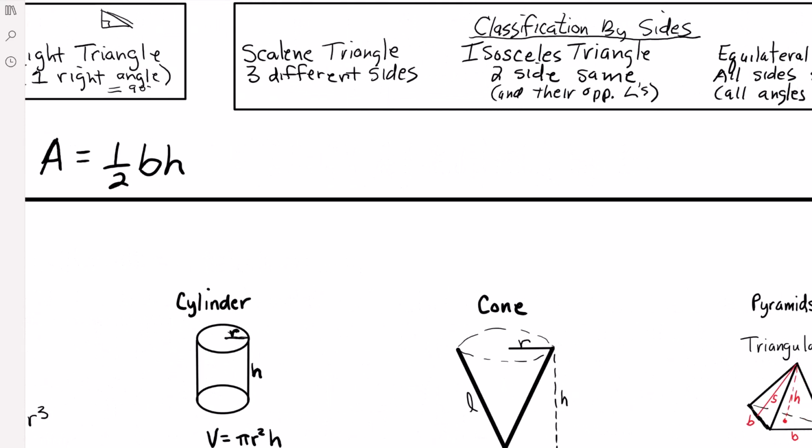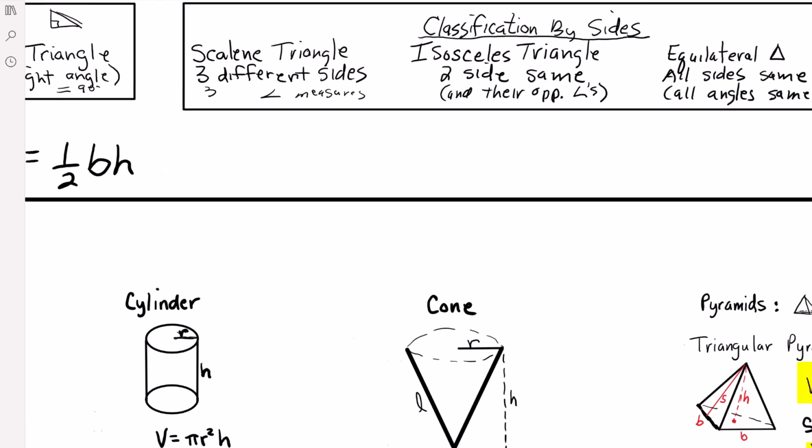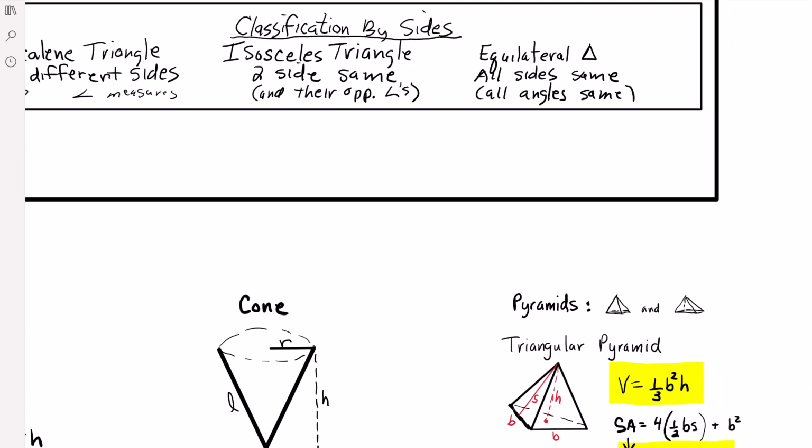All right, so scalene triangles have three different side measures and three different angle measures. And then again, the isosceles, two sides are congruent and their opposing angles. Remember, I drew that. So these two angles are congruent and those two opposite sides are congruent.